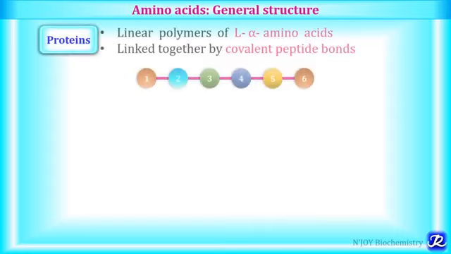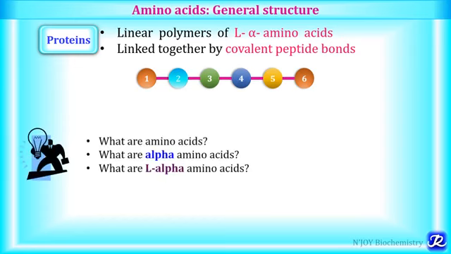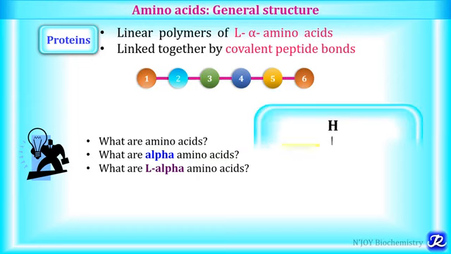Amino acids are the structural units of proteins. Proteins are nothing but linear polymers of L-alpha amino acids which are linked together by covalent peptide bonds. So we need to understand what are amino acids, what are alpha amino acids and what are L-alpha amino acids.